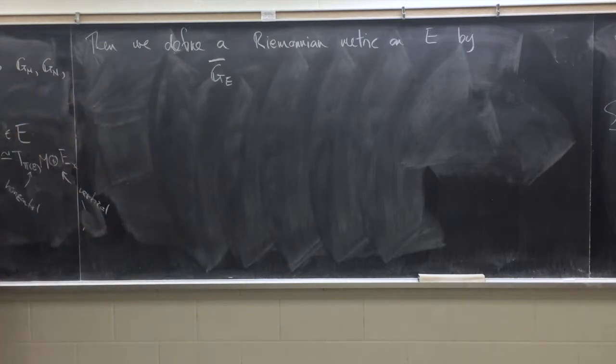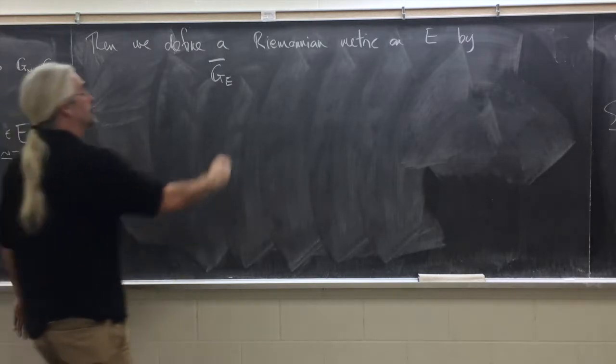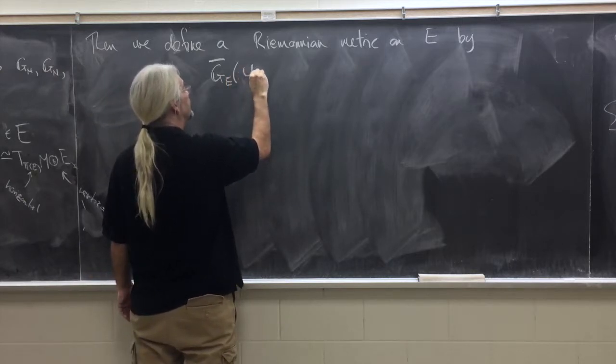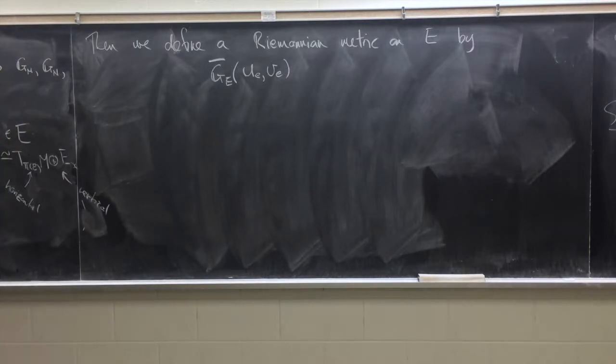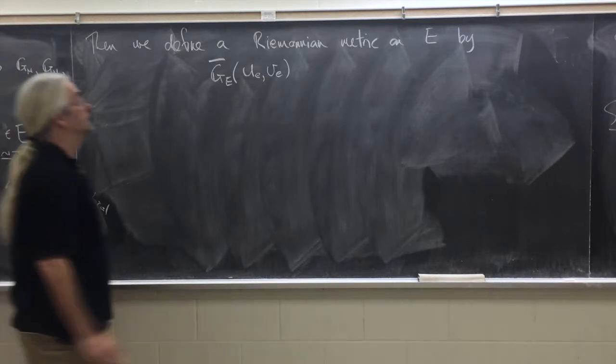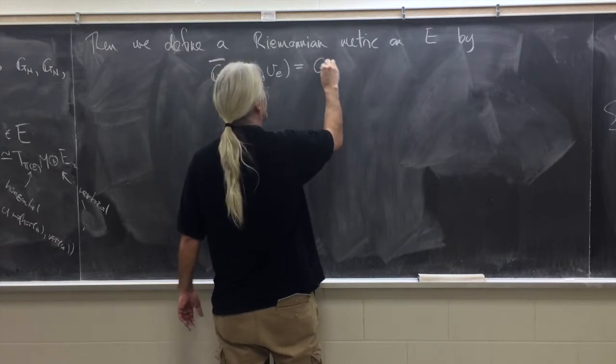I'll put a bar on top of it. Okay, so this will be just an inner product on the tangent spaces of E. So I'm going to take two tangent vectors, let's say u_e, v_e. These are tangent vectors to E at the point little e. So the projection here I'll write as u maps to the horizontal part of u and the vertical part of u, for the purposes of notation. So this is the horizontal part of u, this is the vertical part of u. Okay, so there's an obvious way to do this.